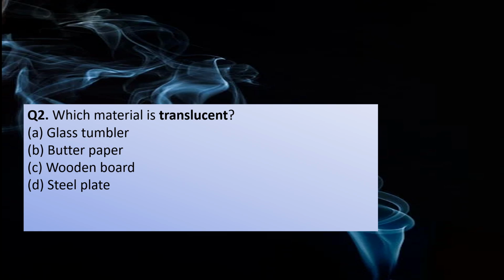Question number 2. Which material is translucent? Option A. Glass tumbler. Option B. Butter paper. Option C. Wooden board. Option D. Steel plate. Can you guess? Answer is B. Butter paper.